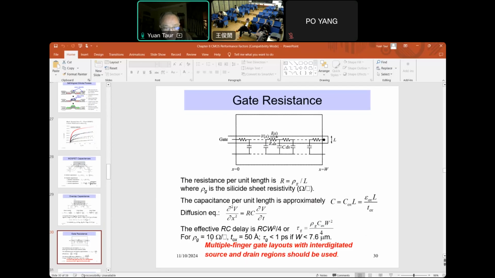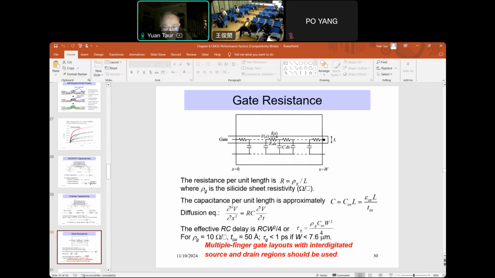For the gate resistance, 10 ohm per square, 50 angstrom oxide, of course, nowadays much thinner than that. And the delay due to the gate resistance, assuming a 7.6 micron gate width, is about 1 picosecond.